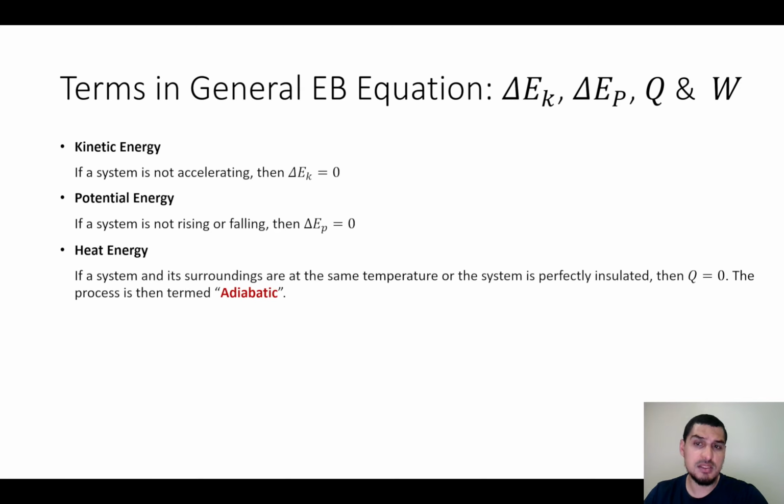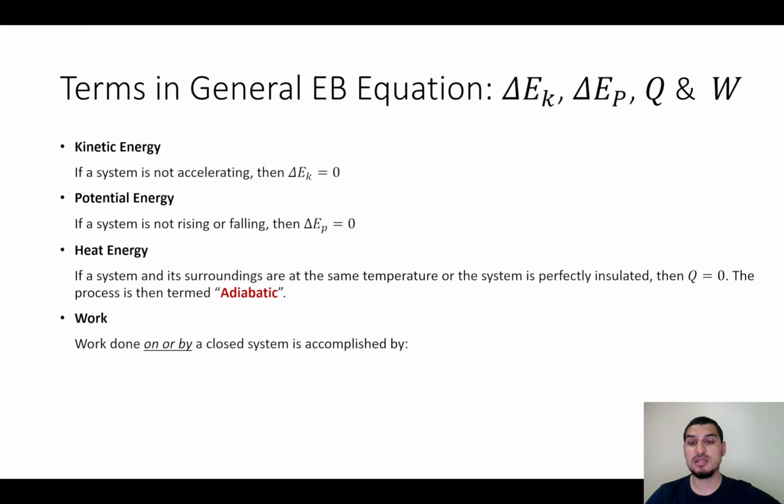The heat is the energy transferred due to the difference in temperature, and we already discussed this last time. But what we need to know is that if there is a system that is perfectly insulated, there is no heat transfer in or out of the system, then the process is called adiabatic. So an adiabatic system is a system where there is no Q. There is no heat transfer in or out of the system.